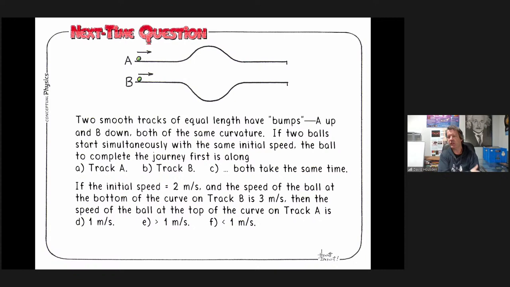The second part: if the initial speed of both the balls is 2 meters per second, and the speed at the bottom of the curve on track B, the one that is curving downwards, is 3 meters per second right at the bottom, then what is the speed of the ball at the top of the curve on track A? Is it 1 meter per second? Is it more than 1 meter per second? Or is it less than 1 meter per second? I'm going to give you not too long to think about this, and then I'll quickly tell you about the answer and we'll move on, but it might be one that you want to come back to.